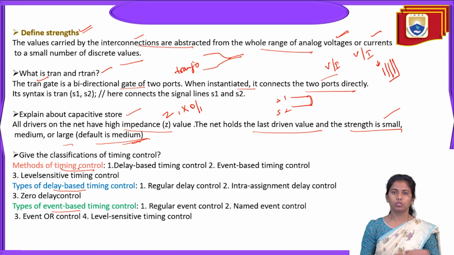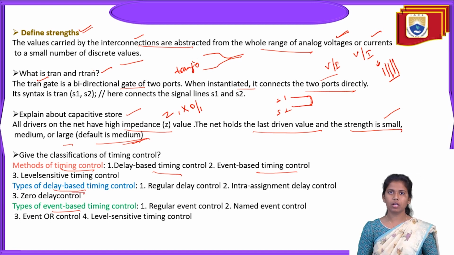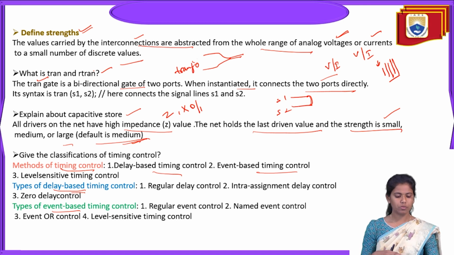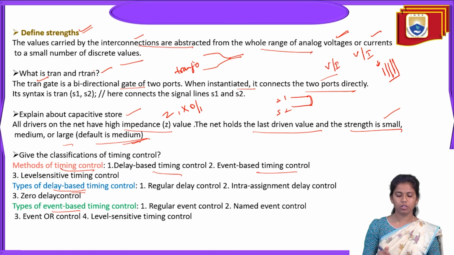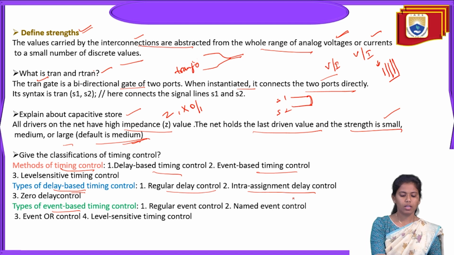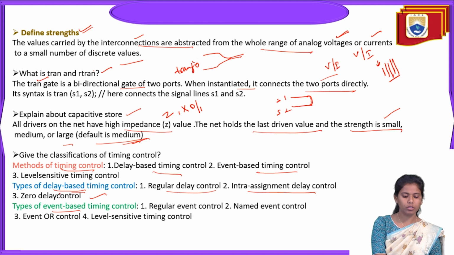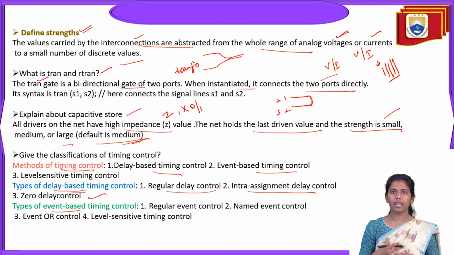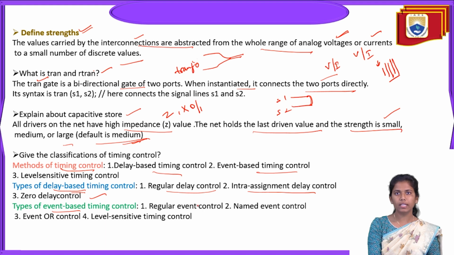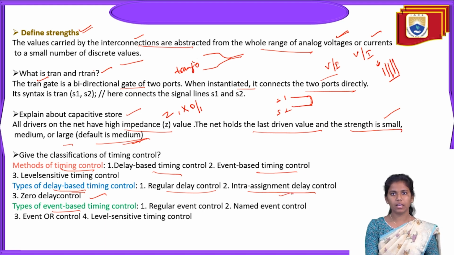So what are the methods? We have delay control and event based timing control. The name indicates it here. In timing control, they are categorized into 2: event based and delay based. Delay based timing control is nothing but regular delay control, intra-assignment delay control, and zero delay control. So again, it is subcategorized: delay based timing control is subcategorized into regular delay control, intra-assignment delay control, as well as zero delay control.